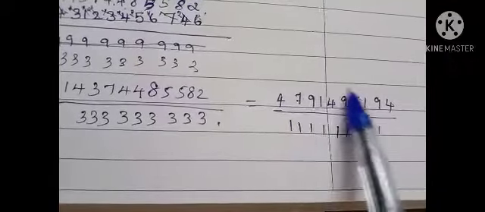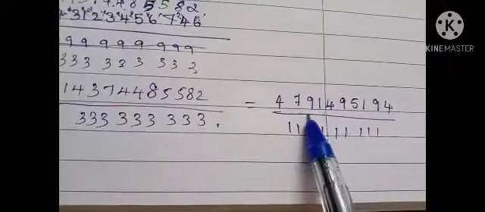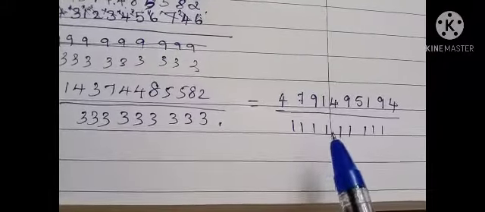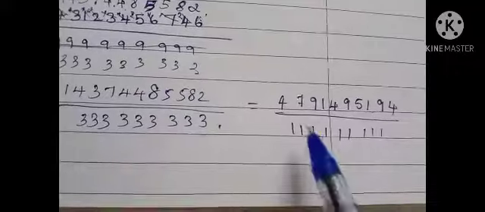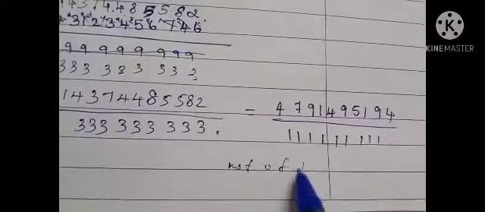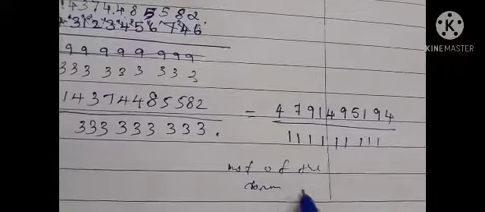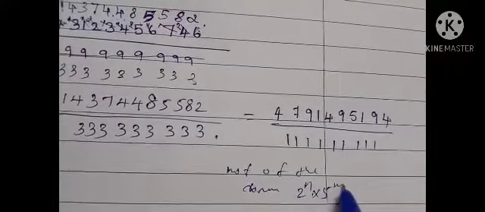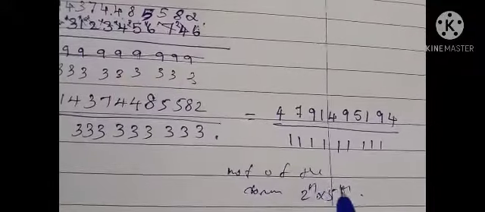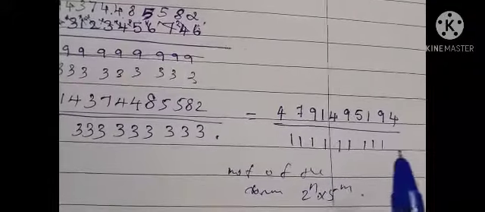So here it is a rational number, but its denominator is not of the form 2 raised to n into 5 raised to m. It is a rational number, but it is not a terminating decimal expansion. That's all for today. Thank you and have a nice day.